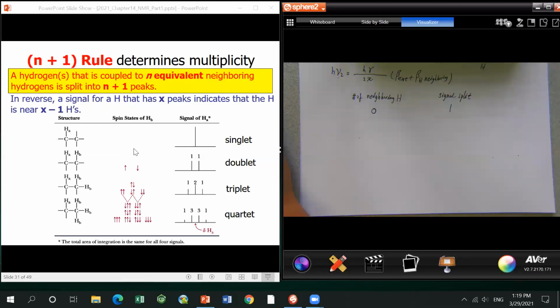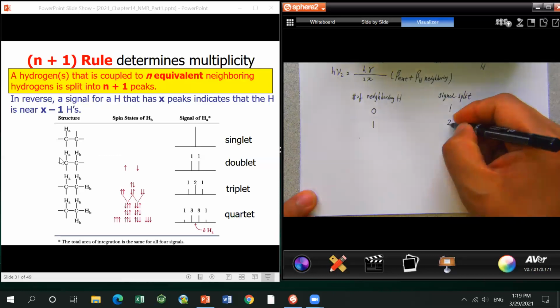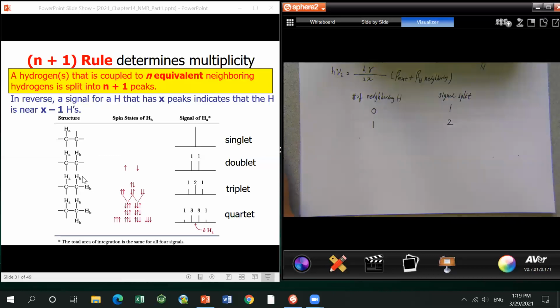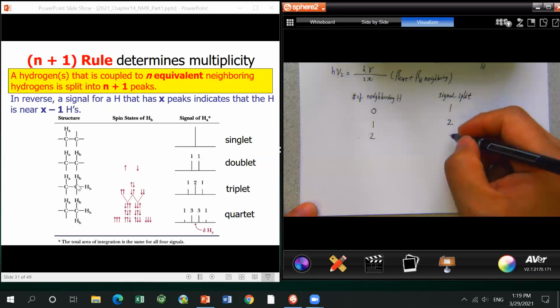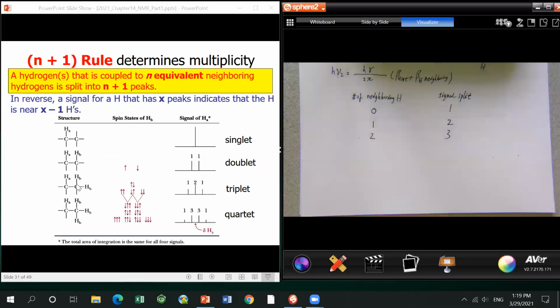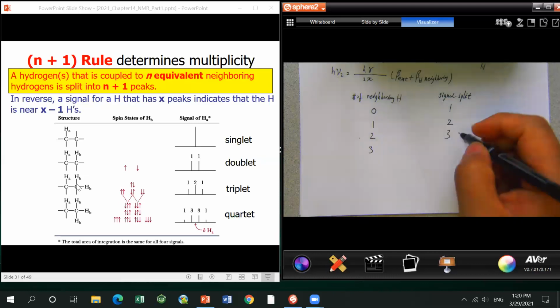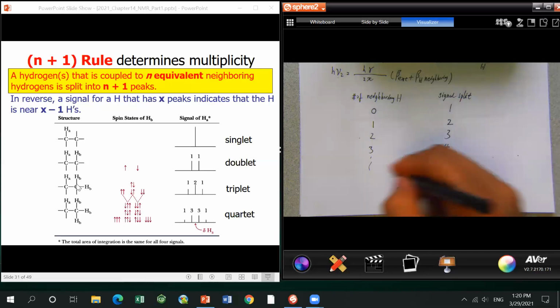If there is 1 neighboring hydrogen, we still look at this HA signal. There is 1 HB as a 3-bond neighbor, and then HA will become 2 peaks. If there are 2 neighboring hydrogens, HA will split into 3 peaks. If there are 3 neighboring hydrogens, HA will split into 4 peaks, and you can continue this trend.